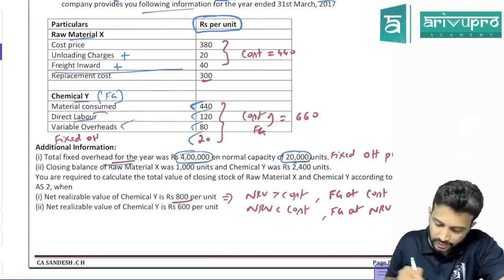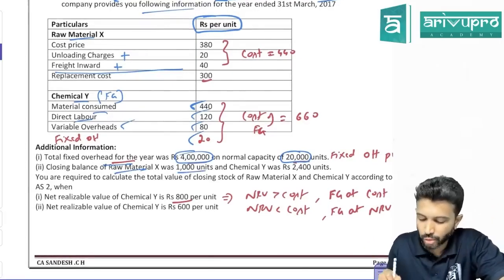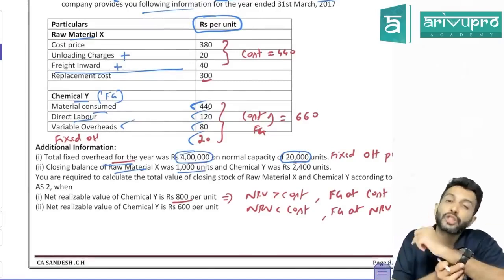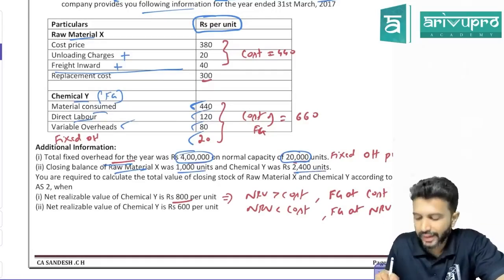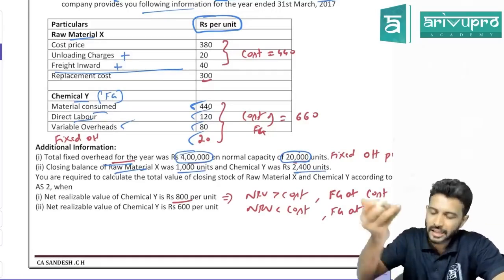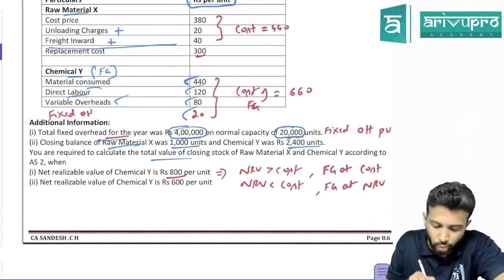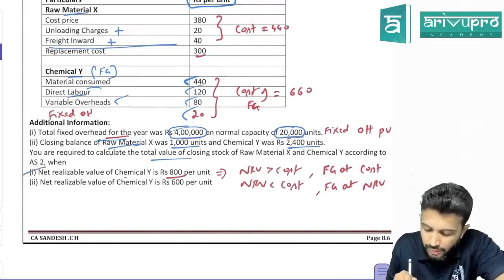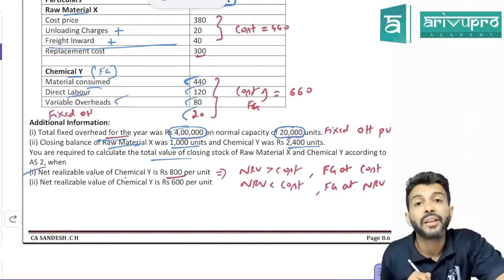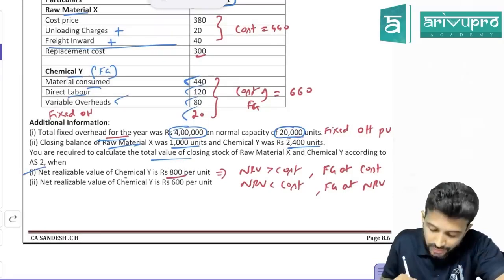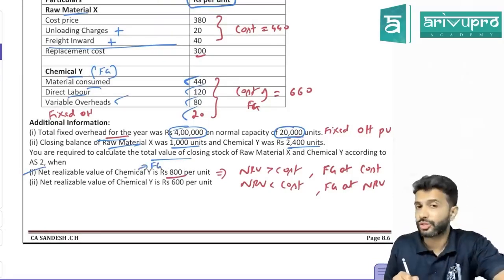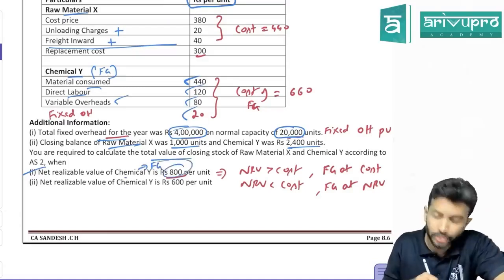Okay, now let's see the other things. Closing balance of raw material is 1000 units. Closing balance as in closing stock. There's the units. Chemical Y, we have 2400 units remaining as closing stock. You are required to calculate the value of closing stock under two scenarios. One, NRV of chemical Y is 800. Net realizable value of chemical Y. Chemical Y is what, sir? Finished goods. Finished goods net realizable value is 800.